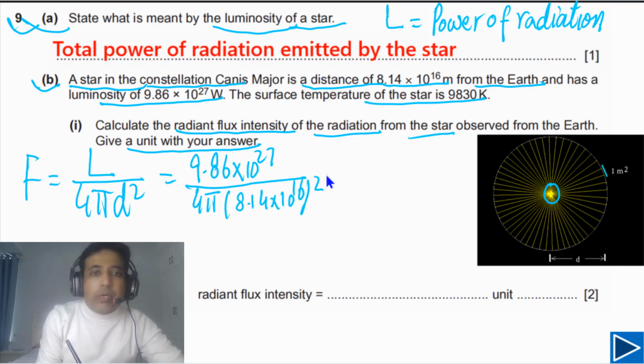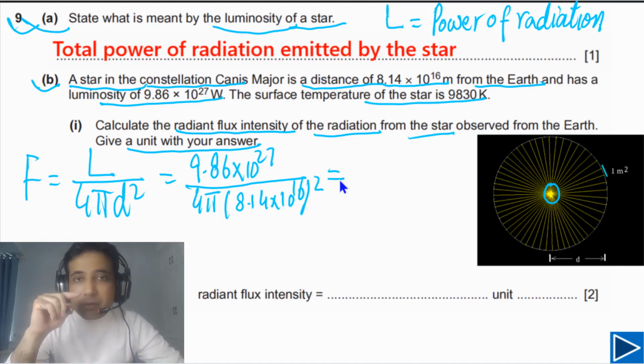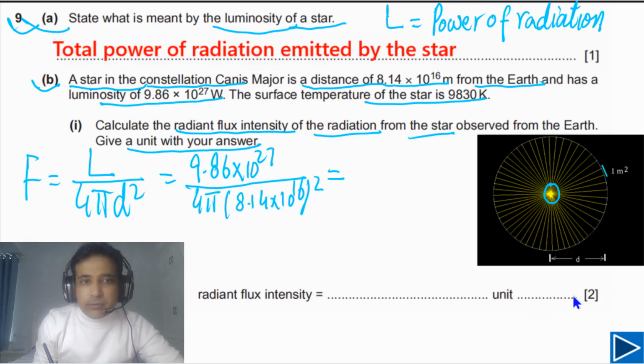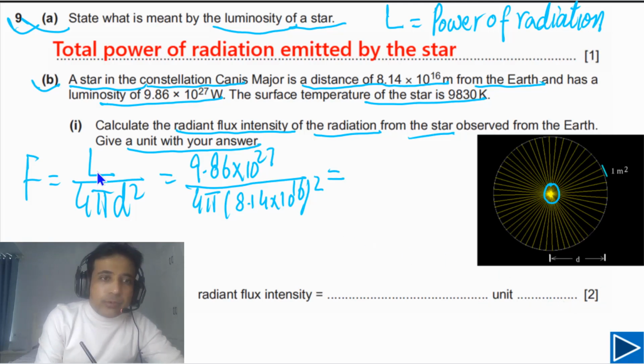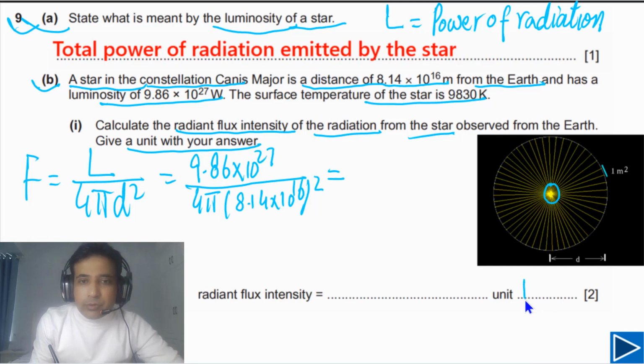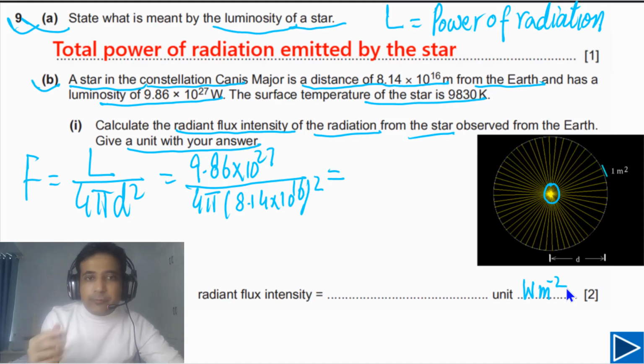But the question is also asking us to write down the unit. The unit of luminosity is watt and the unit of distance is meter square, so the unit of this will be watt per meter square. Now before we write down the final answer, let me explain the difference between radiant flux intensity and luminosity.